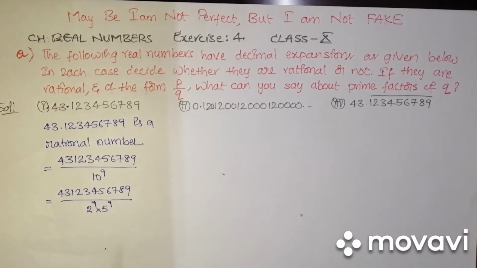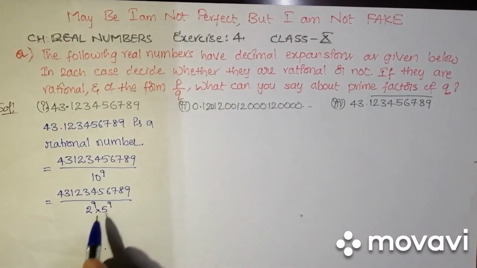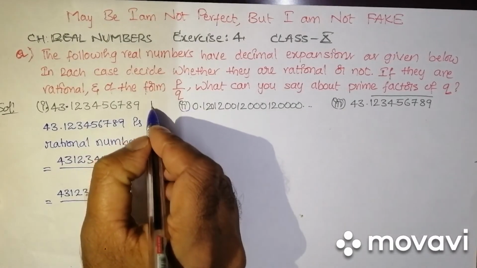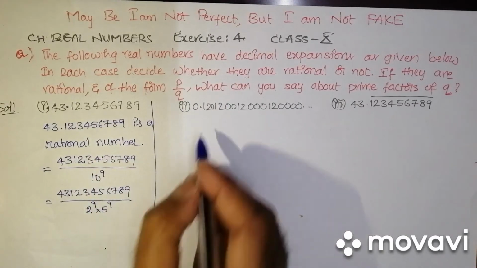We know that in a fraction or a rational number, if the denominator has only 2 as a factor, or only 5 as a factor, or a combination of 2 and 5 as factors, then surely that rational number gives you a terminating decimal. I hope you understood this. Now, let us solve the second one.